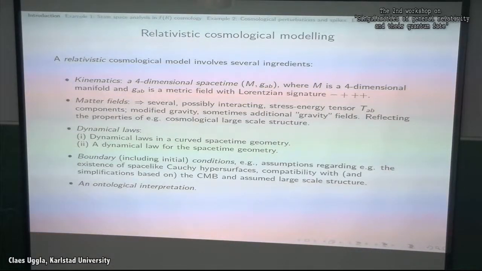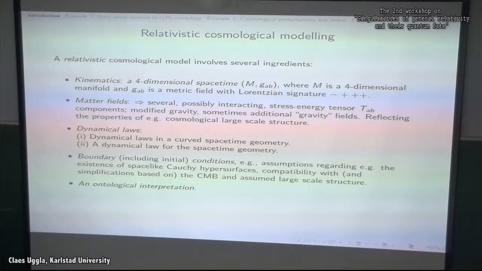We have dynamical laws, which I split into dynamical laws in curved spacetime geometry and dynamical laws for the spacetime geometry. These are sometimes intertwined, but it often makes sense to distinguish them because some of this is valid for any of these theories. This is what explains relativistic.